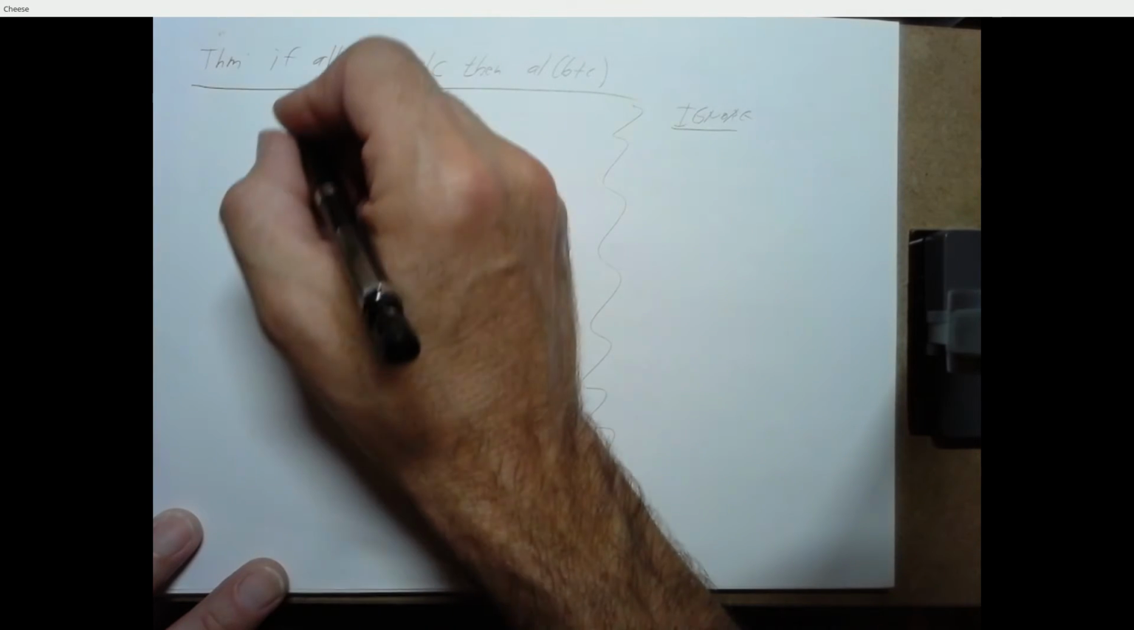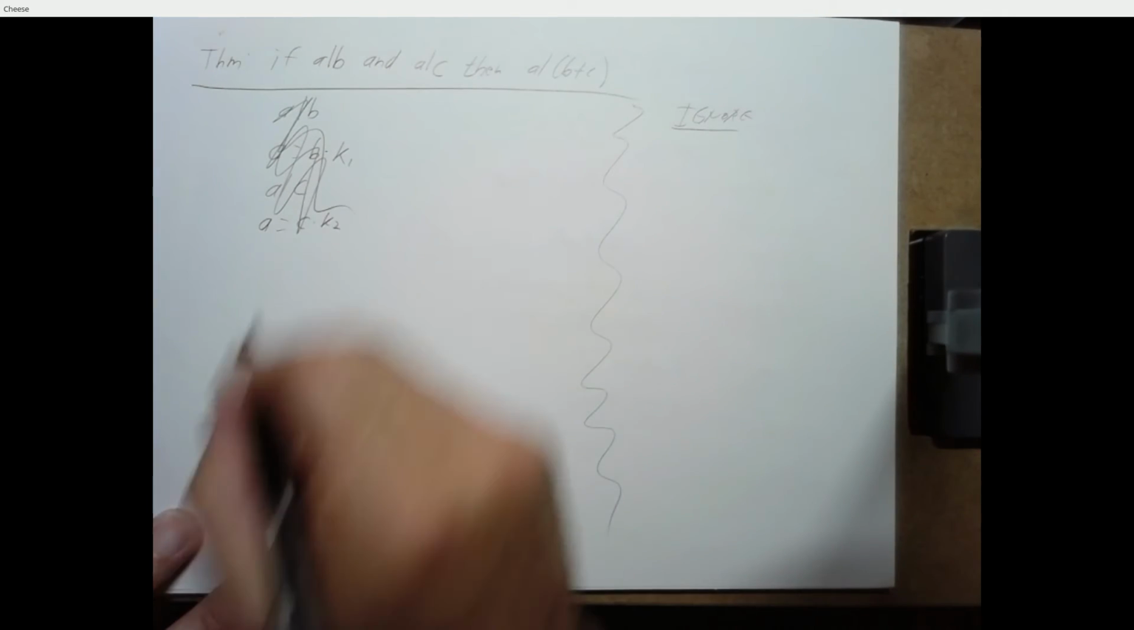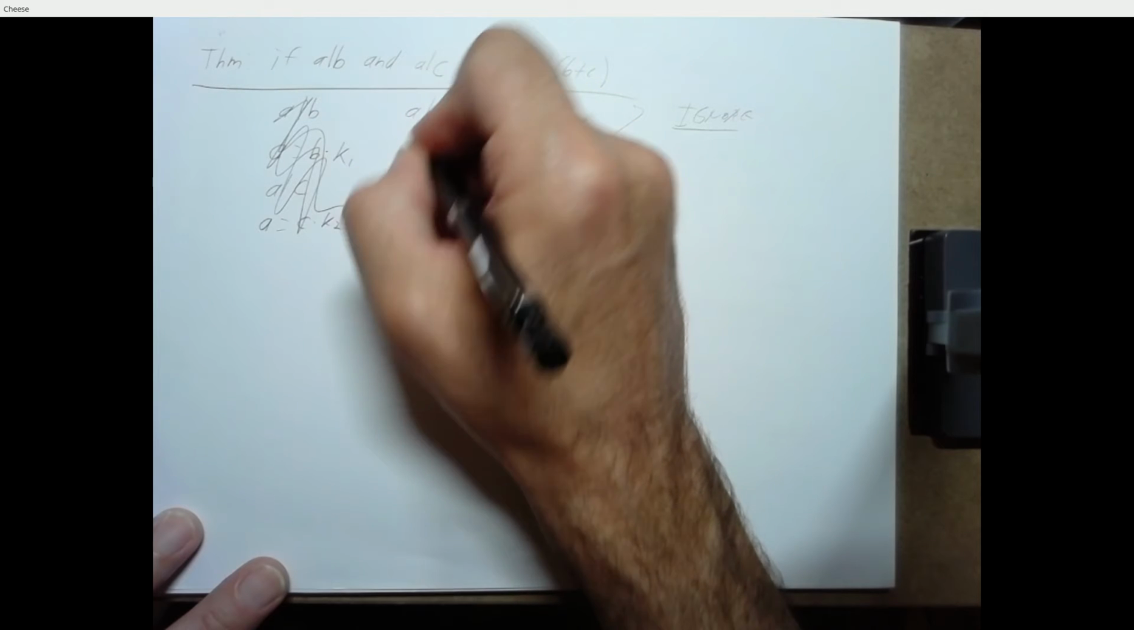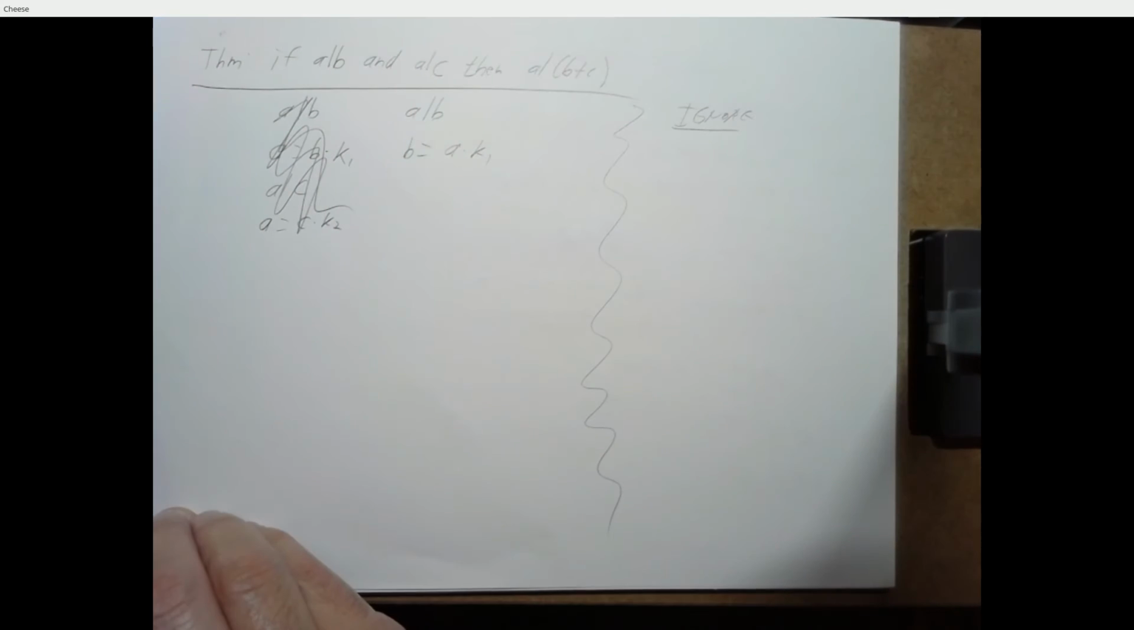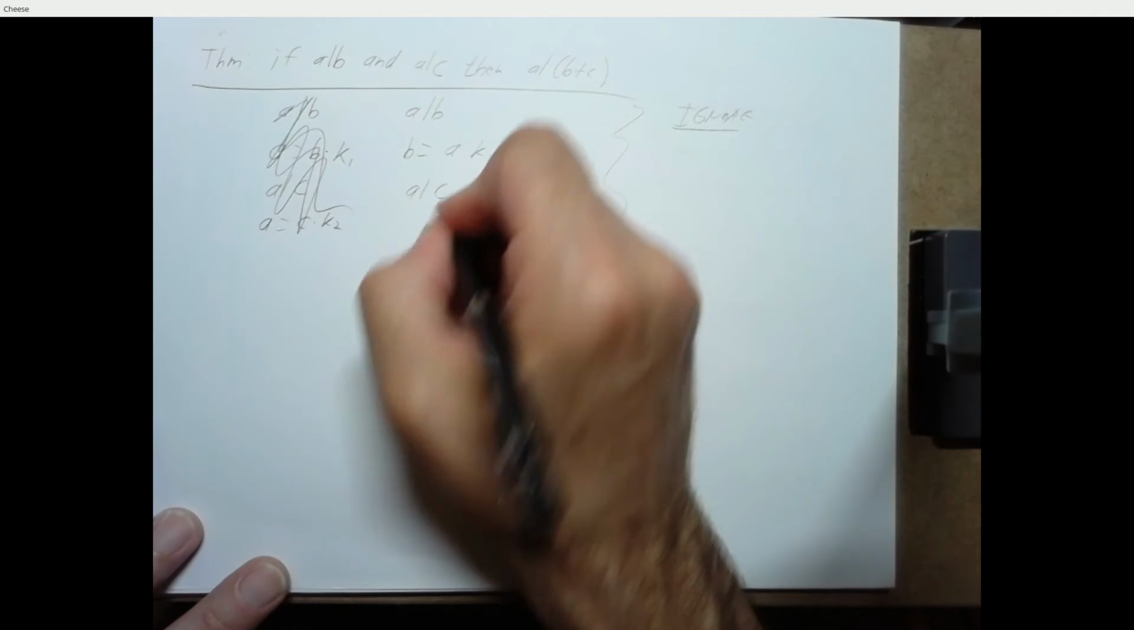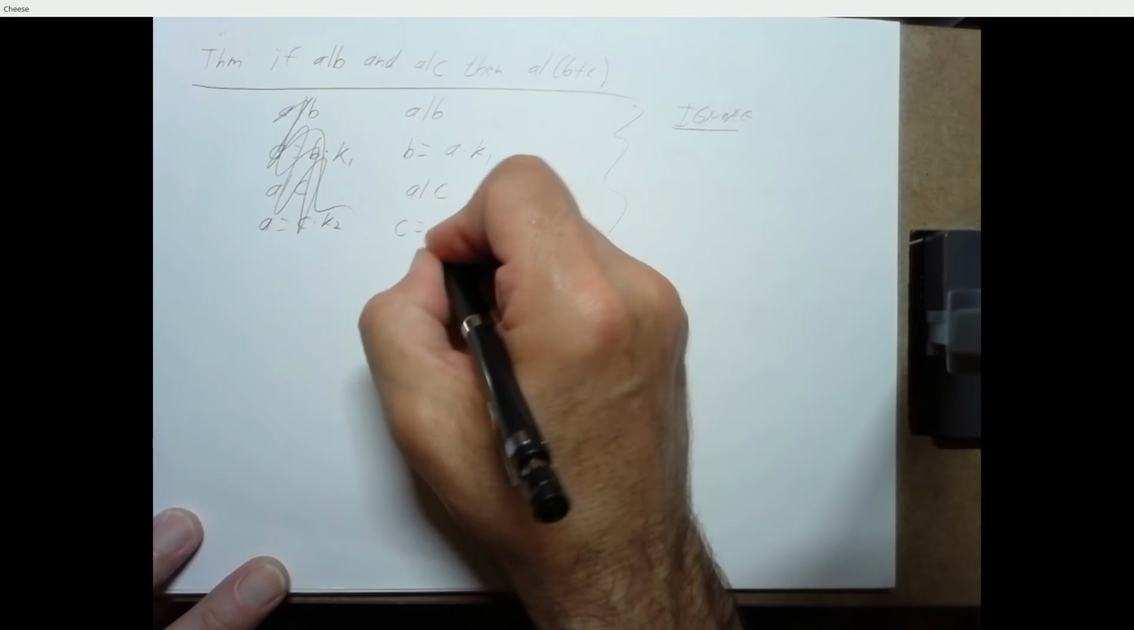So I messed up over here, right? A divides B means that B equals A times some integer. A divides C means that C is equal to A times some possibly different integer.